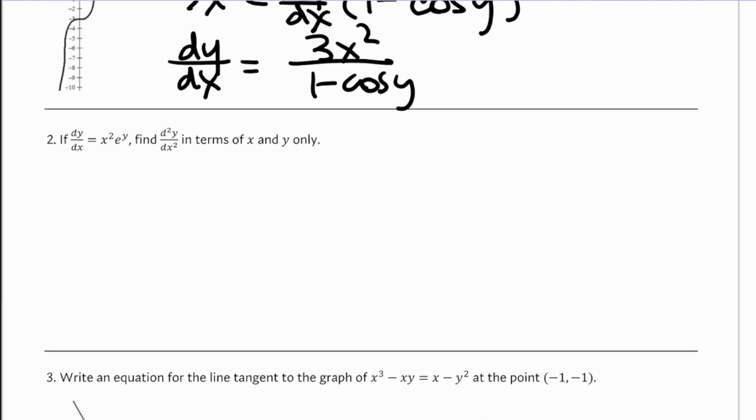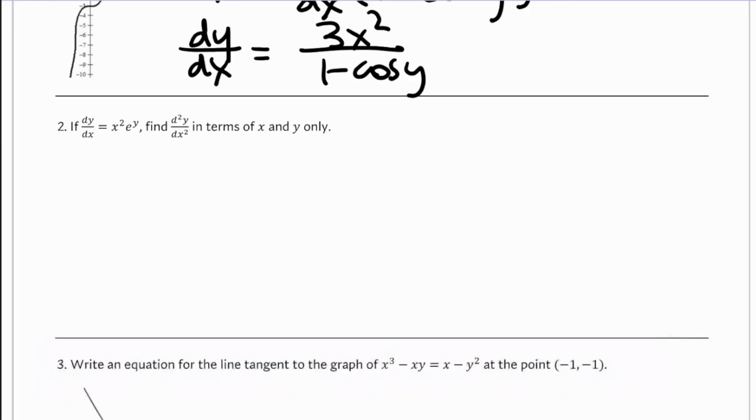Find dy dx. Okay, now they're going to give us dy dx and ask us to find the second derivative in terms of x and y only. Okay, so when we take the second derivative, when we take the derivative of dy dx, that's going to incur a dy dx when we take the derivative of e to the y. And then we're going to have to substitute on that to make sure it's just in terms of x and y only. So we're going to use the product rule, take the derivative of dy dx with respect to x, and that'll be the second derivative of y with respect to x.